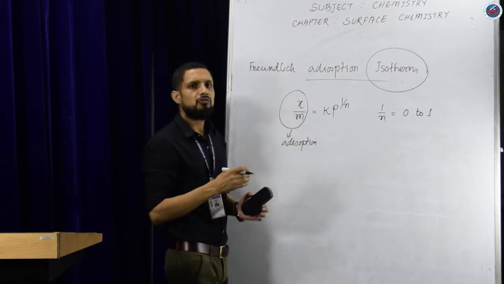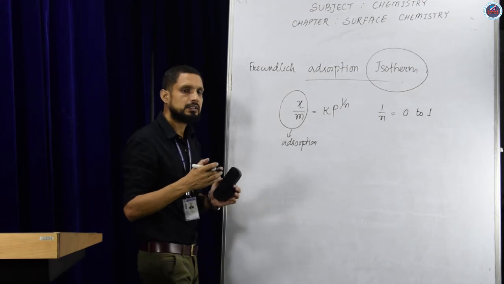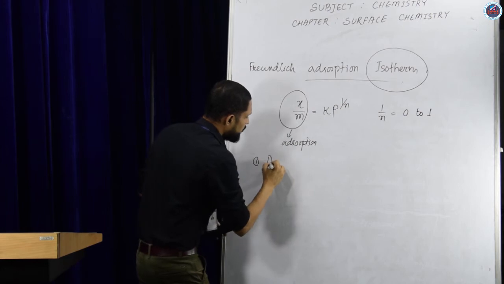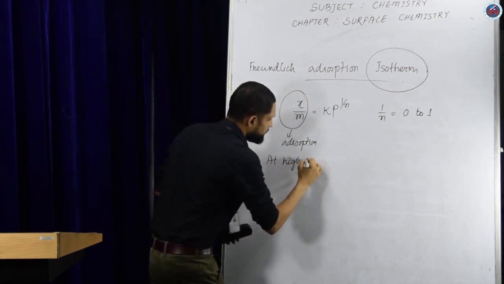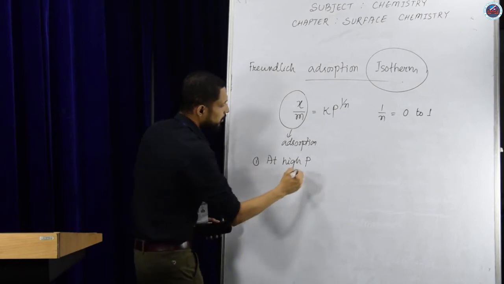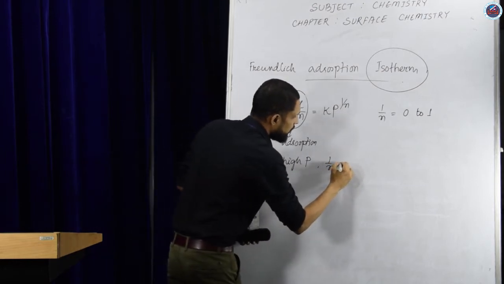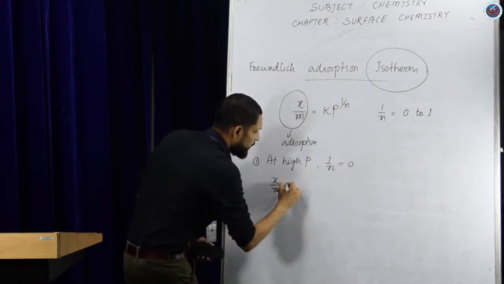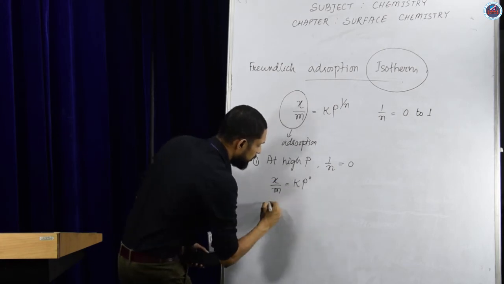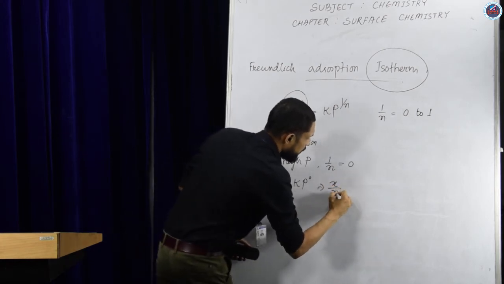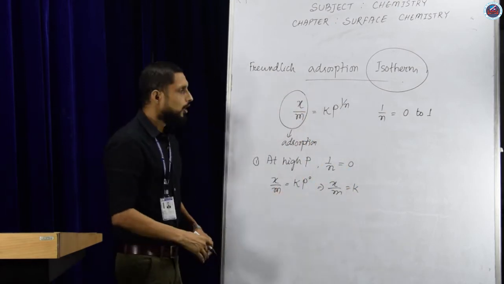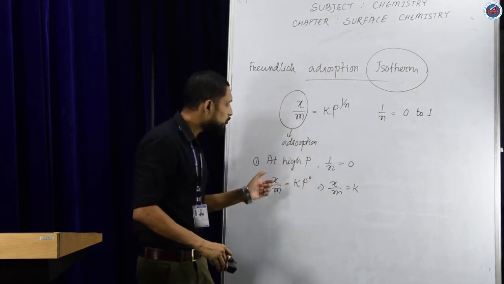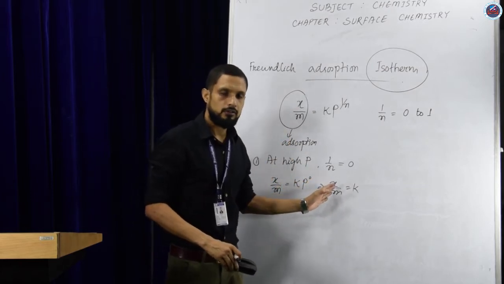Now from here there are three possibilities. First possibility, at high pressure. At high pressure, 1 by n is equal to 0. That means adsorption, that is x by m, is equal to k P to the power 0, which means x by m is equal to k, that is constant. So at high pressure, no matter how much pressure you increase, the adsorption will remain constant.